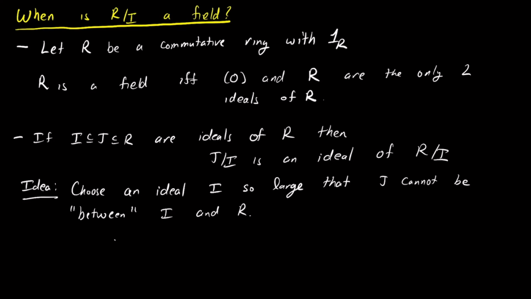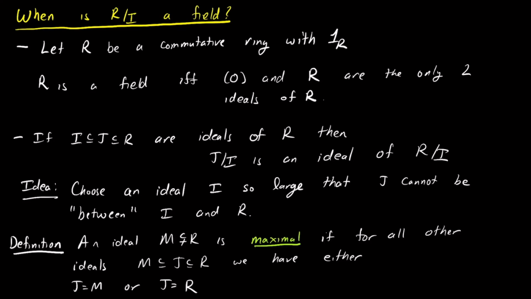Okay, so an ideal M subset of R is called maximal, and notice this notation. This is saying that M is a subset of R, but not equal to R, so it's a proper subset of R. I will call M maximal if for any other ideal J that is between M and R, we have that either J is equal to M or J is equal to R.